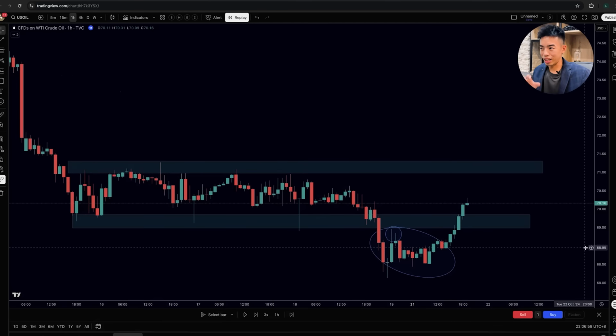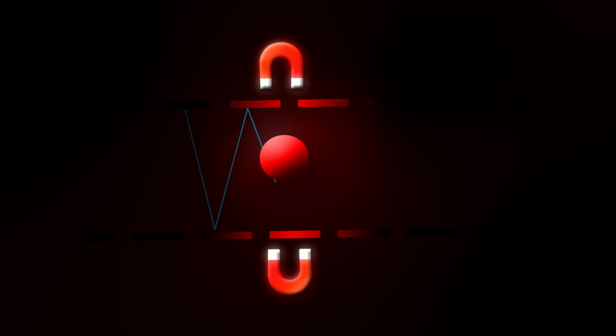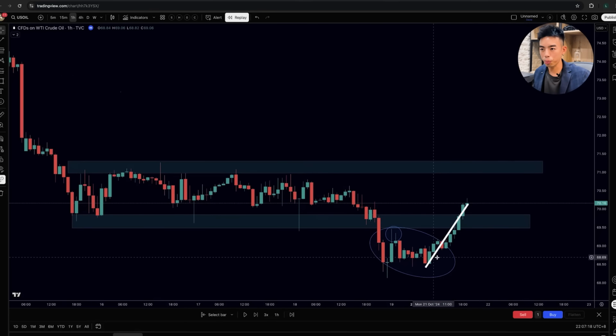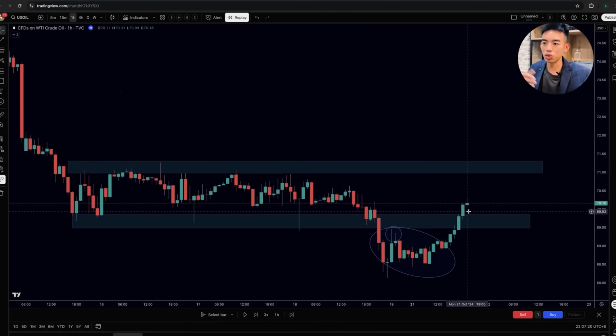You want to understand that support and resistance, they are like magnets in the market. It's always gonna pull and repel price. So here, as we break up through and back into this range, if we get a retest into this area, that's an area you want to buy.